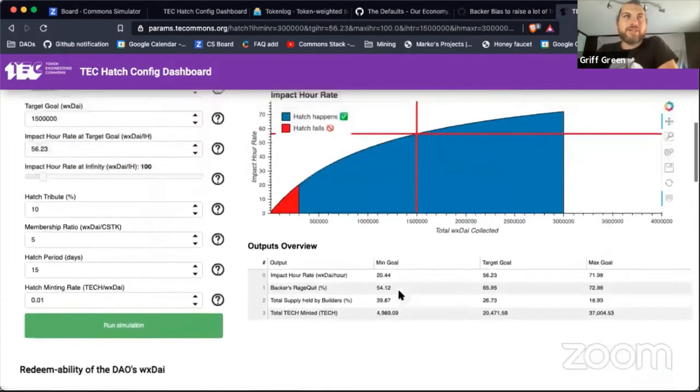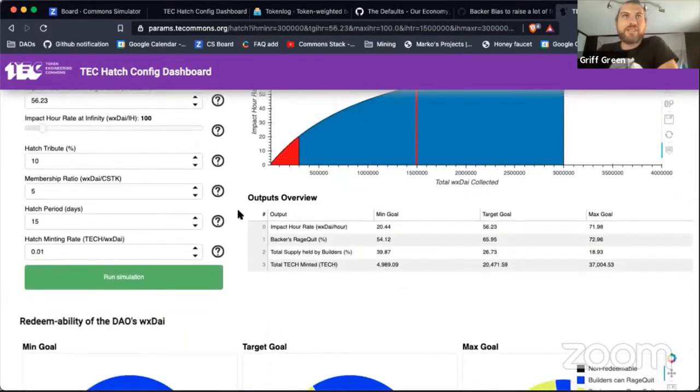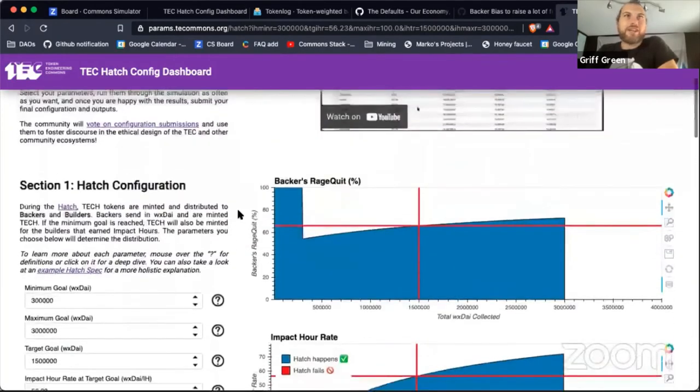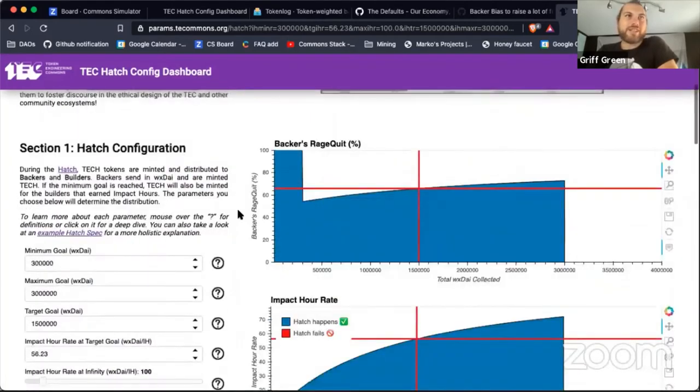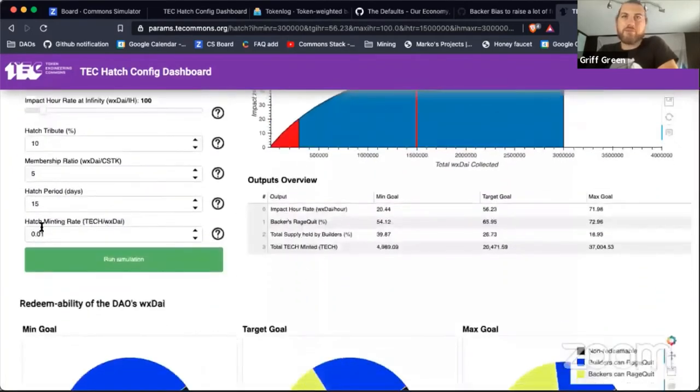You know, like this submission is kind of ridiculous. If the value of the tokens is so high, and the minting rate is so low, 0.01. Who is this guy thinking?